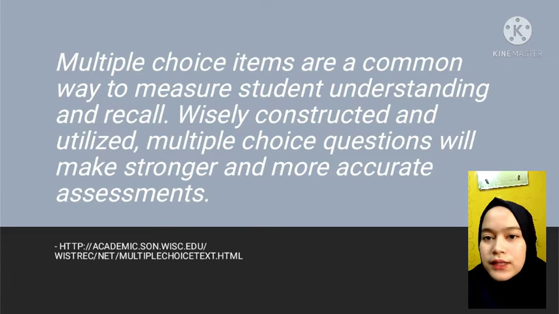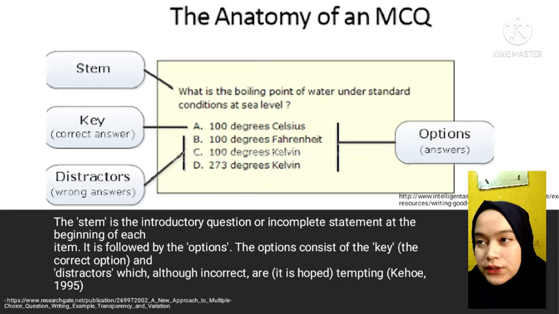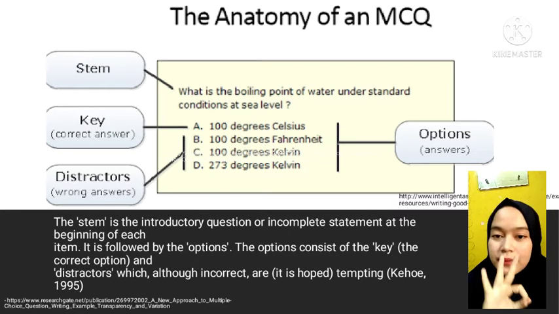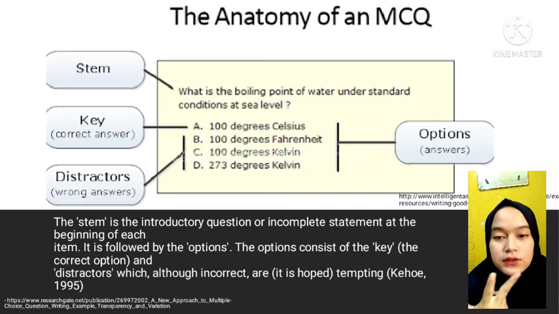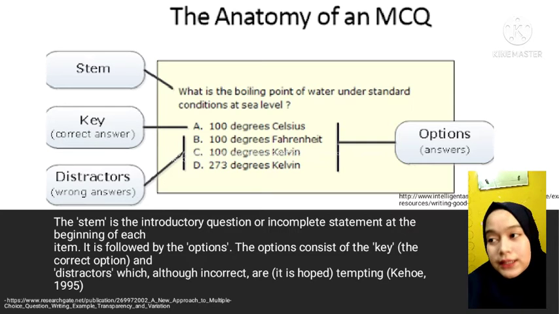So after that, we have to know about the anatomy of an MCQ question. There are 3 points of the anatomy of a multiple choice question. The first is the stem, the second is the key or the correct answer, and the third is distractors. The stem is the introductory question or incomplete statement at the beginning of each item. It is followed by the options.